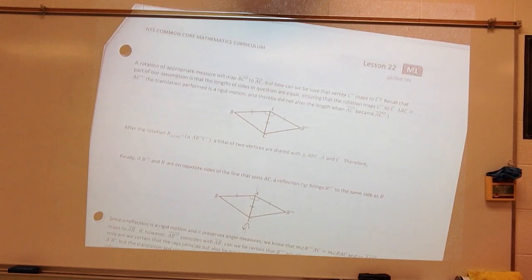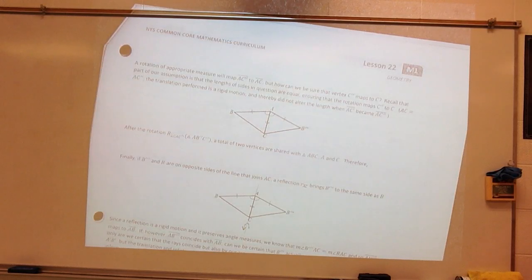It says, recall that part of our assumption is that the lengths of the sides in question are equal. That's what those marks stand for. So if those sides are equal, then it tells us that the rotation of C double prime will be fine when we map it to C. So now I know that AC is equal to AC double prime. The translation performed is a rigid motion and thereby did not alter the length when AC prime became AC double prime.